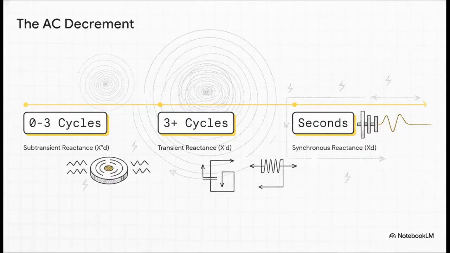So let's look at how this physical geometry translates into the temporal reality of a fault. We call this time-based decay the AC decrement. In the very first few cycles after a short circuit, the machine's internal magnetic flux just cannot change momentarily, right? So it presents its absolute lowest impedance, known as the sub-transient reactance, or X''D. Over the next several cycles, as the damper windings decay out, that impedance rises to the transient reactance, X'D. And finally, after several seconds, the field itself settles, leaving us with the steady-state synchronous reactance, just plain old XD.